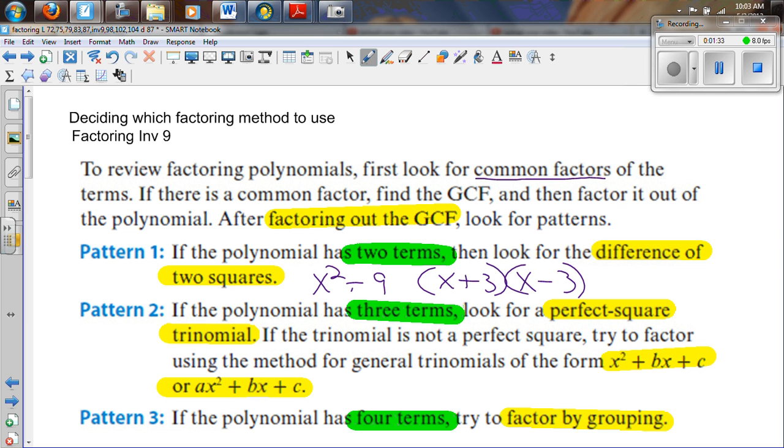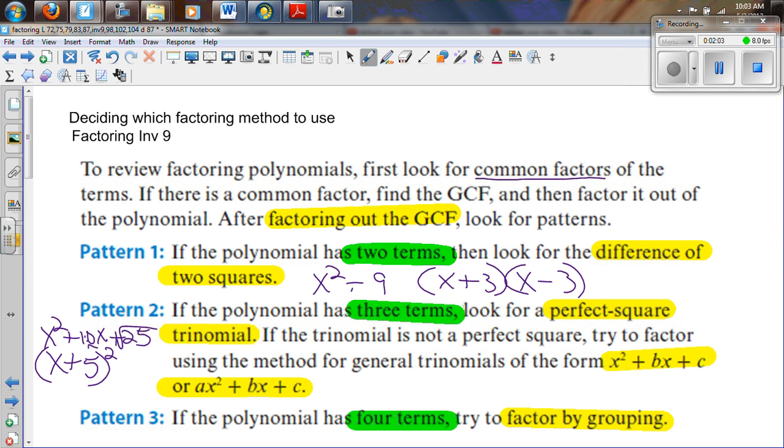When you have 3 terms, you look for the perfect square trinomial, and that, again, is like x squared plus 10x plus 25, where you know that the last term is a perfect square, and the middle term is double that perfect square's root. So times it by 2, and you get that middle term. And so that would be x plus 5 and x plus 5, or x plus 5 squared.